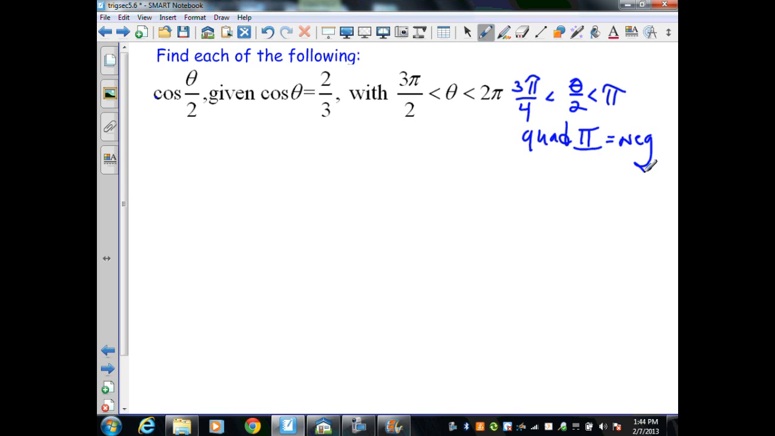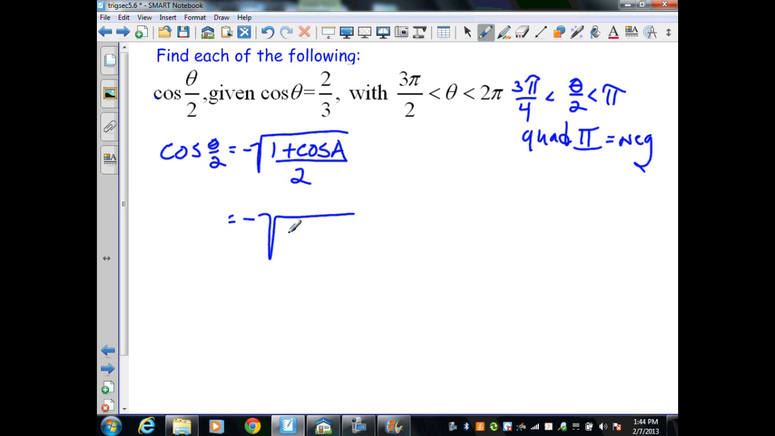So I need to use the identity for the half angle of cosine, which is cosine of theta over 2 equals, and I need it to be negative, square root of 1 plus cosine of a all over 2. And I'm given our cosine of a, or cosine of theta, to be 2/3, so I just substitute in. That gives me a negative square root of 1 plus 2/3 over 2.